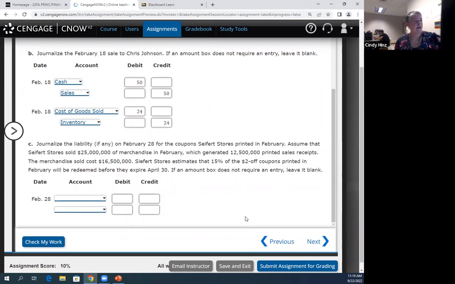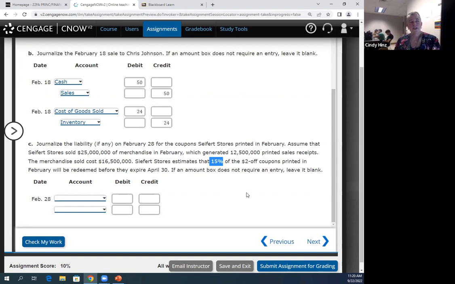Journalize the liability, if any, on February 28th for the coupons Seifert stores printed in February. And it gives us a bunch of information about how much they sold, how many receipts that was, how much the merchandise cost. Then they estimated what percentage of those would be used, because I said they don't all get used. They estimate that only 15% of those will actually be used.